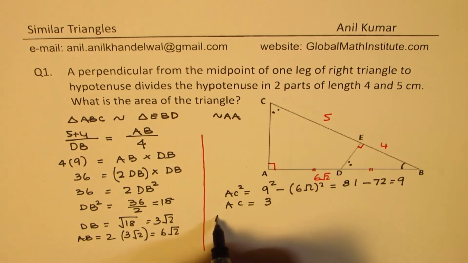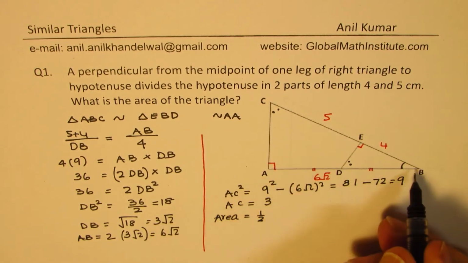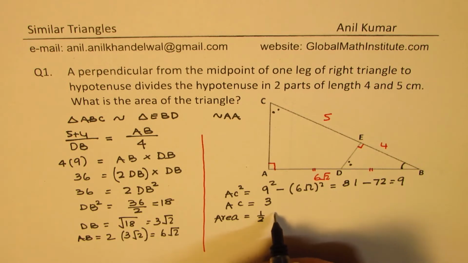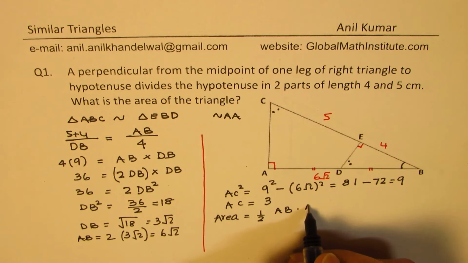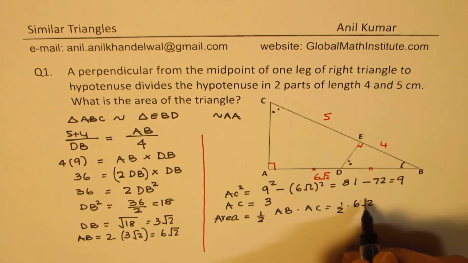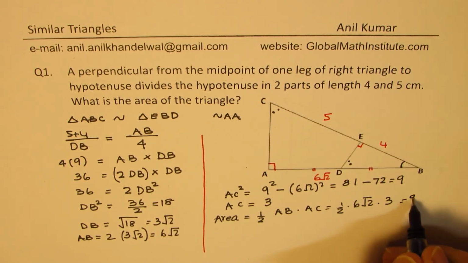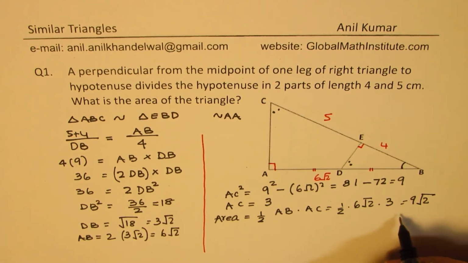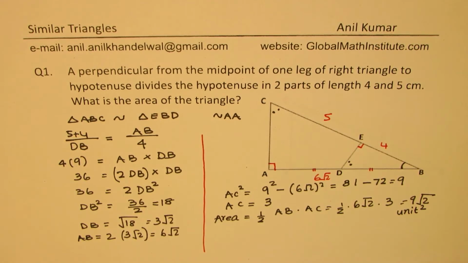So now we know the area of the triangle, and area is half of base AB, which is 6 square root 2, so let me write AB, times AC. And then we'll write half of 6 square root 2 times 9. Right, so 9 square root 2 will be our answer. So that is the area in unit square for the given question. Is that clear to you, right?